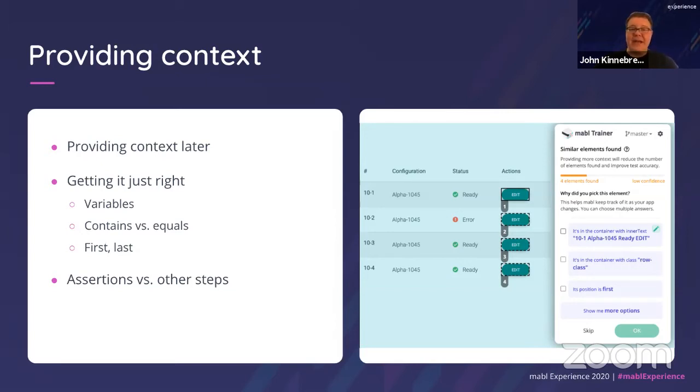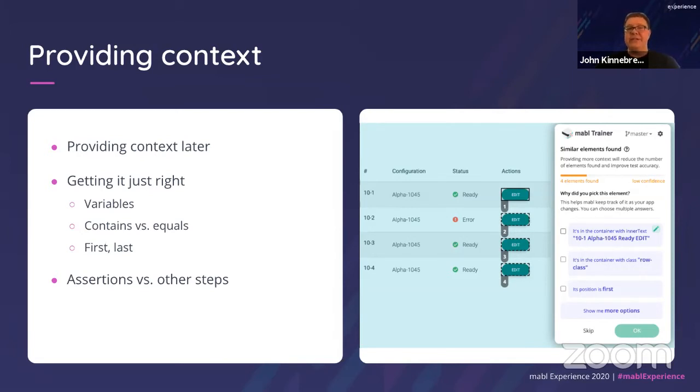But in addition to being able to just say, I want this attribute, or I want it to contain this, you can also choose some other options here. Like at the bottom, you see its position is first. So maybe it's not so much which row you want, you just want to use the first row or the last row. So you'll have that option if the one you selected is the first or last of these elements.